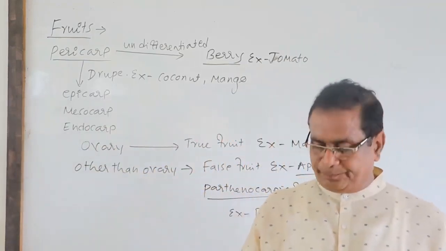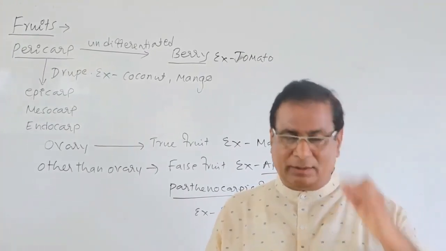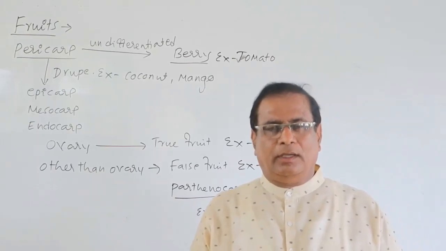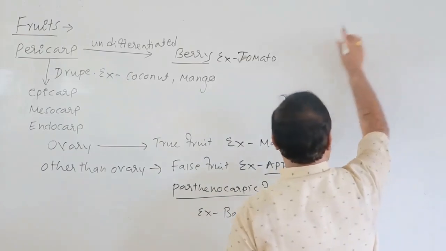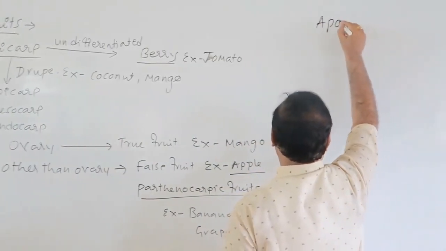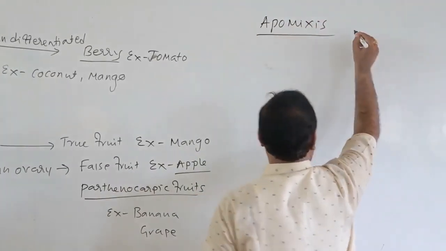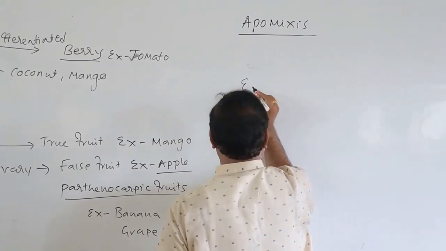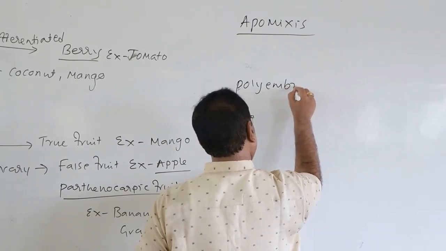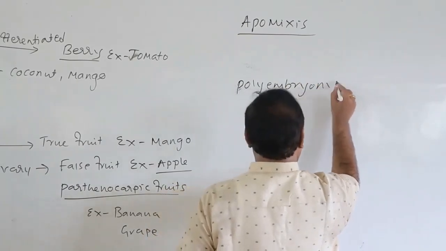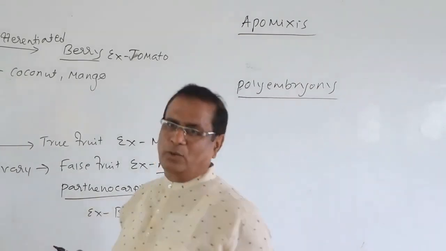With this, we have come to the final conclusion. Let us discuss two terminologies. One is apomixis and the other is polyembryony. Apomixis and polyembryony.